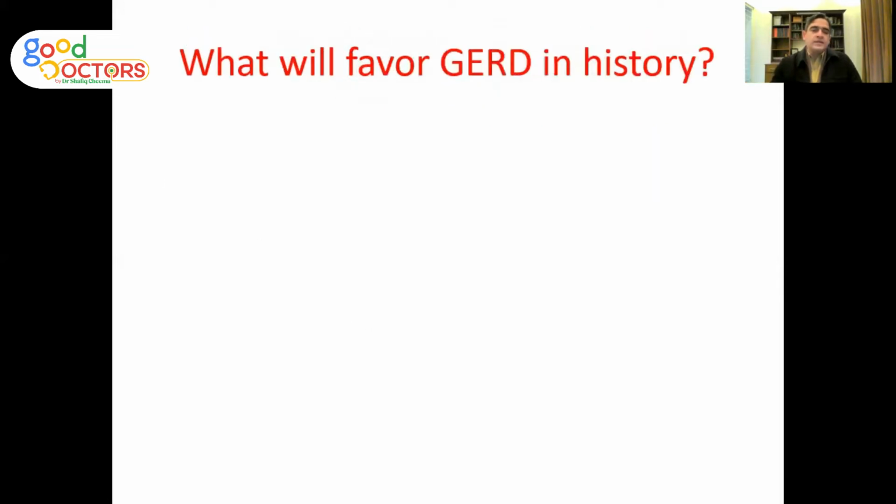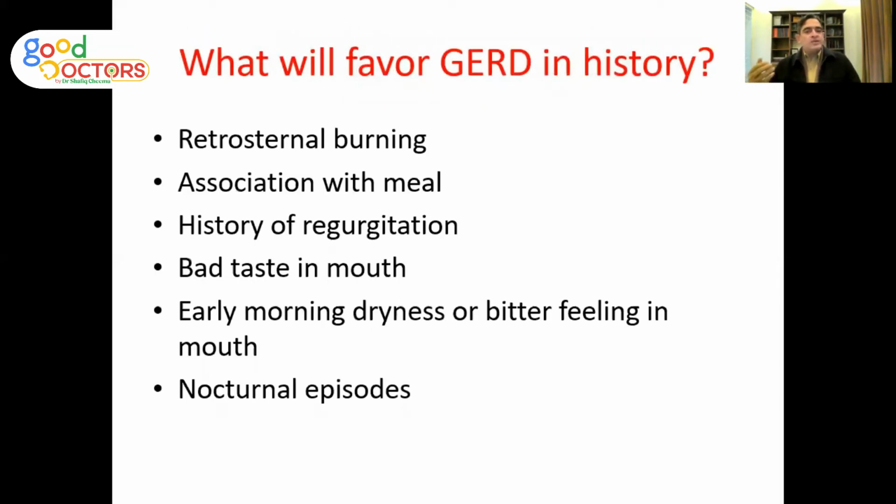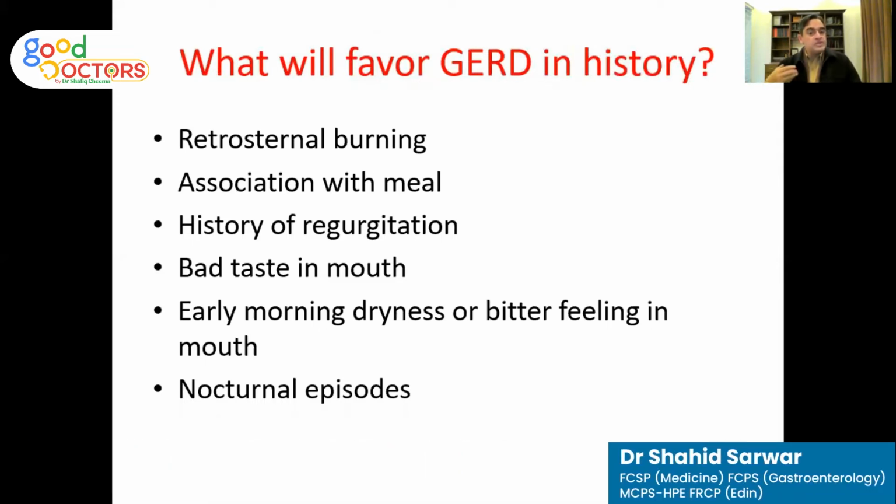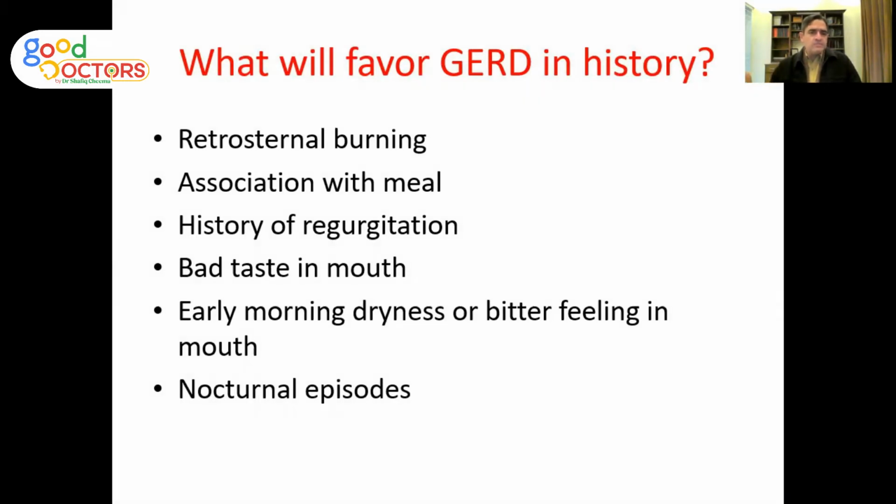If these are the features I find in a patient with retrosternal discomfort, I will think more of ischemic heart disease. But if the retrosternal discomfort is more of a burning, if it is associated with intake of meals, if there is any history of regurgitation of food contents after taking a meal, or the patient tells me he has a bad taste in the mouth all the time, especially early in the morning, or there is dryness or a bitter feeling in the early morning, or the patient suffers from nocturnal episodes of chest pain, I will think more of gastroesophageal reflux disease. That's why it is important to have a detailed clinical history to guide you regarding the diagnosis.